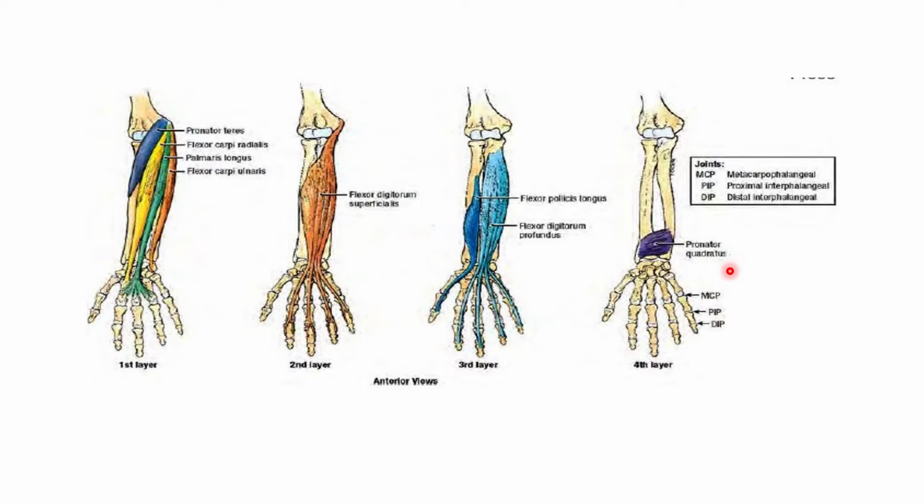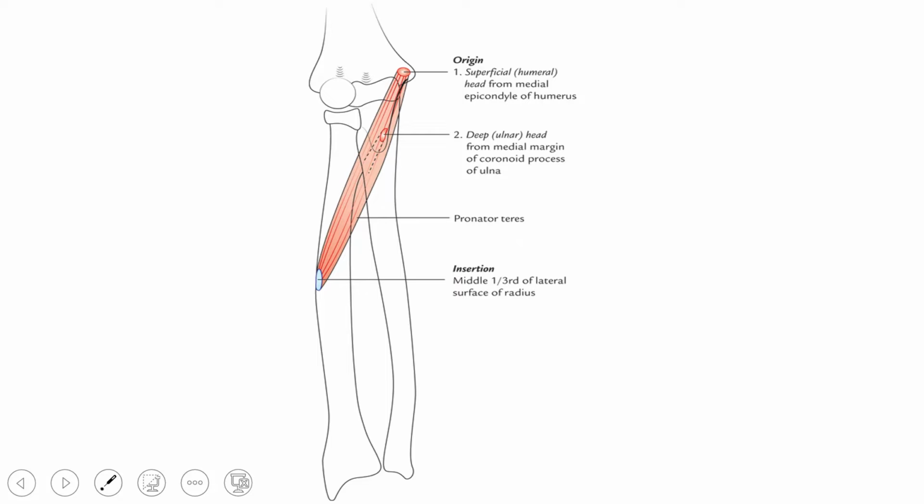So this is how the arrangement of the muscles is. The first and the second layer make up the superficial group of muscles, whereas the third and the fourth layer make up the deep group of muscles. Moving on to the very first and lateralmost muscle of the superficial group, the pronator teres. Regarding its attachments, the origin of the pronator teres is mainly from two heads, the superficial and the deep head.